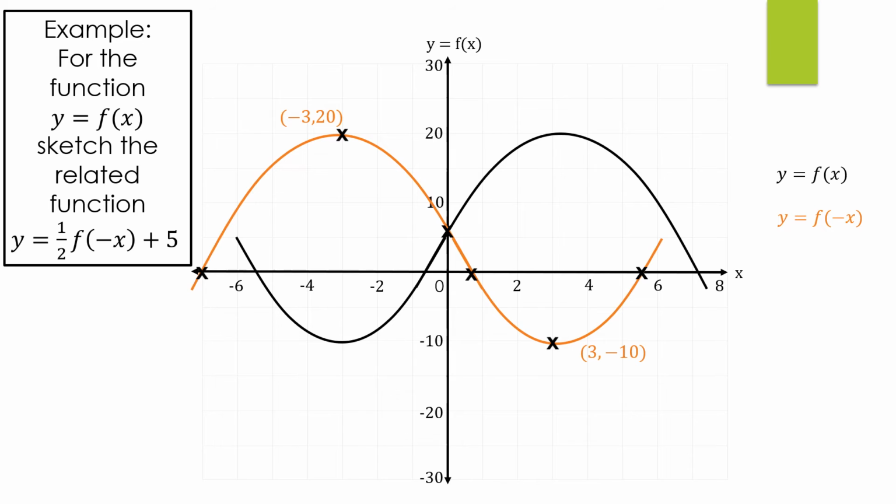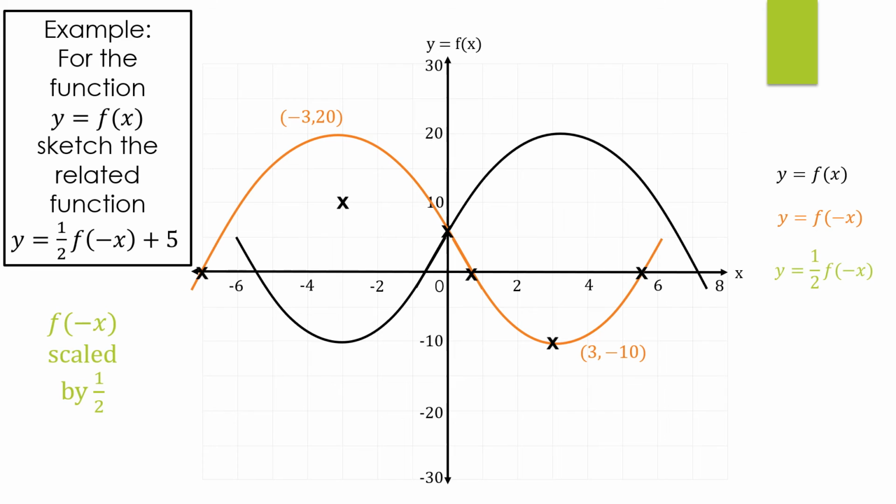Right, we've dealt with y equals f of negative x. Now we want to apply the scale factor, that half of f of negative x. So a half of f of negative x means that we're going to scale f of negative x by a half. So that means that this time all of our x-coordinates are going to stay the same, but our y-coordinates are going to be multiplied by a half.